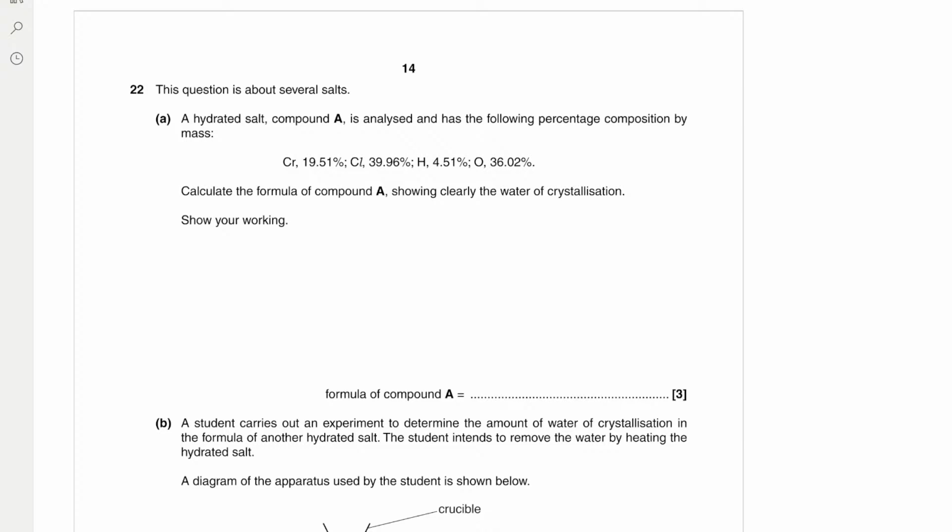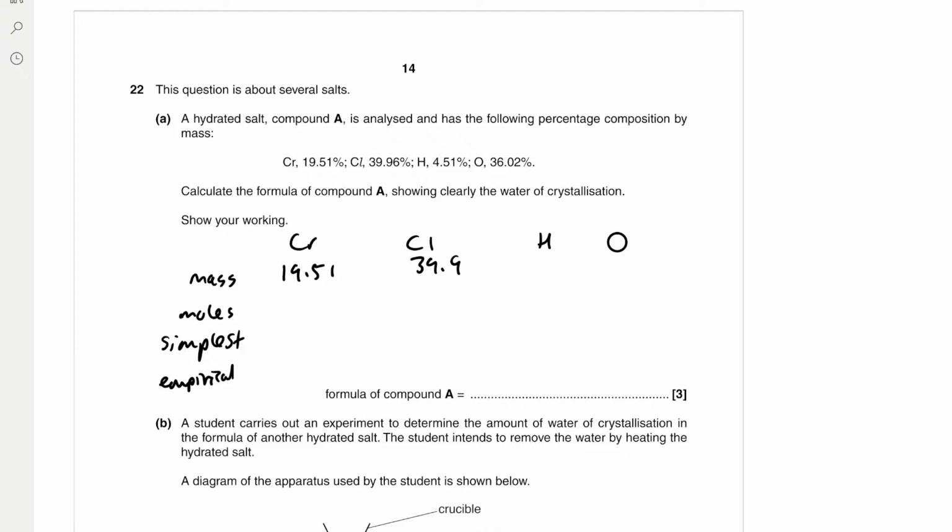So we want to first calculate our empirical formula. So we'll write out our table. I always like to use a table, just because that was the method I was taught, and it makes it a bit easier to lay it out and not miss any rounding or numbers. So mass, moles, simplest. You can add a column for adjusted, but I would just like to go with 4 columns, and then empirical. And then our masses are 19.51 for Cr, 39.96 for Cl, 4.51 for H, and 36.02 for oxygen.